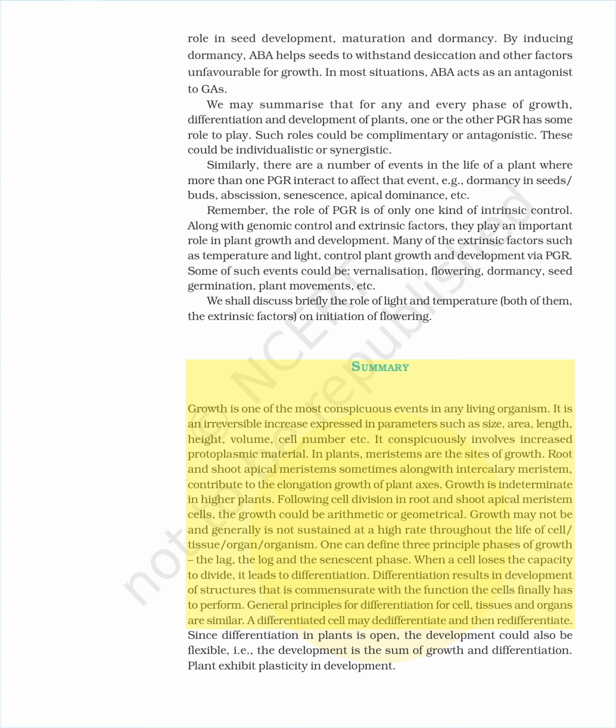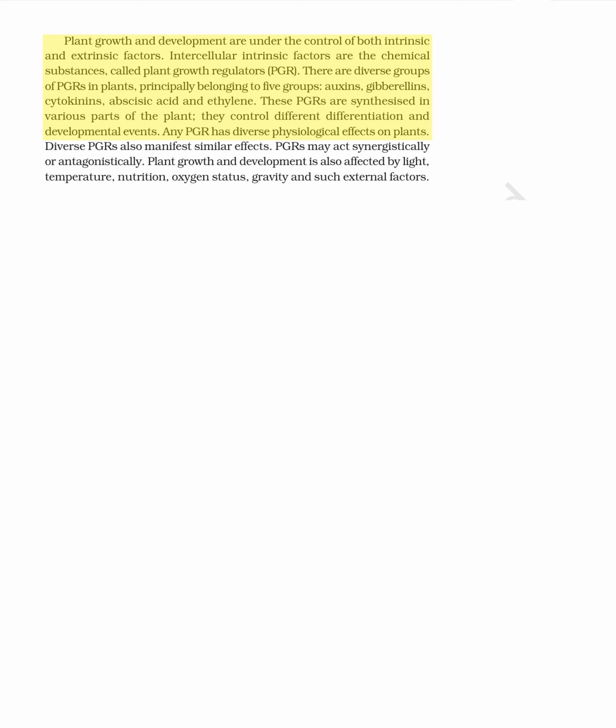A differentiated cell may dedifferentiate and then redifferentiate. Since differentiation in plants is open, the development could also be flexible, i.e., the development is the sum of growth and differentiation. Plants exhibit plasticity in development. Plant growth and development are under the control of both intrinsic and extrinsic factors. Intercellular intrinsic factors are the chemical substances called plant growth regulators, PGR.